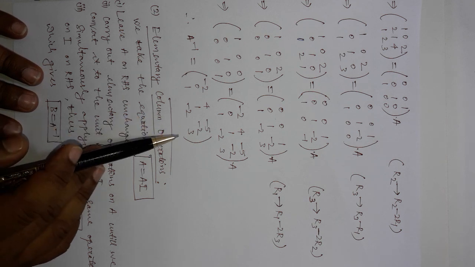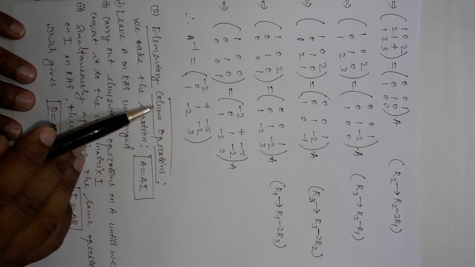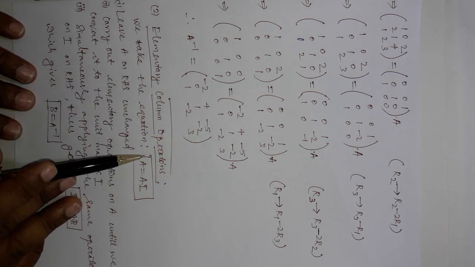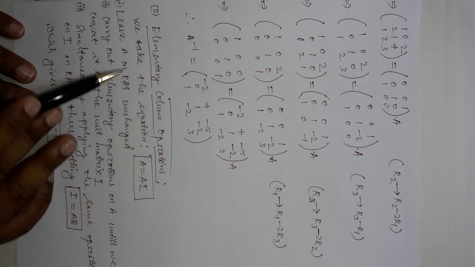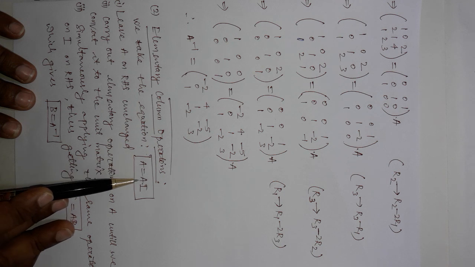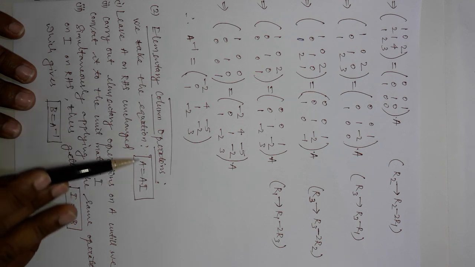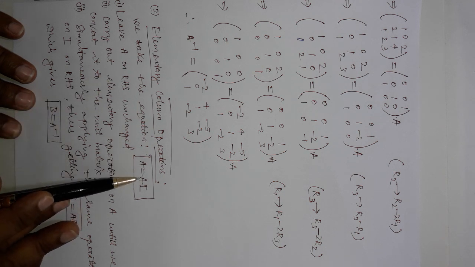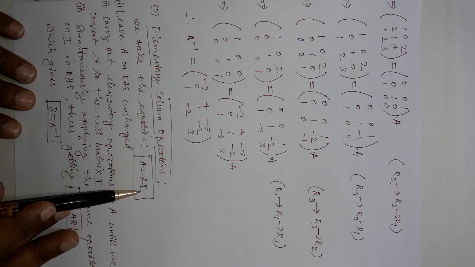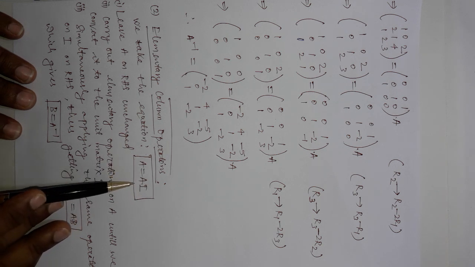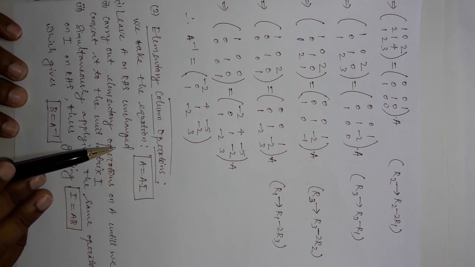The same process is adopted for elementary column operations with a little change. For that, let us discuss elementary column operations. Here we take the equation A equals AI. Remember, in row operations I wrote A equals IA. Here I am writing A equals AI. So only the place changes. The same process will be adopted.